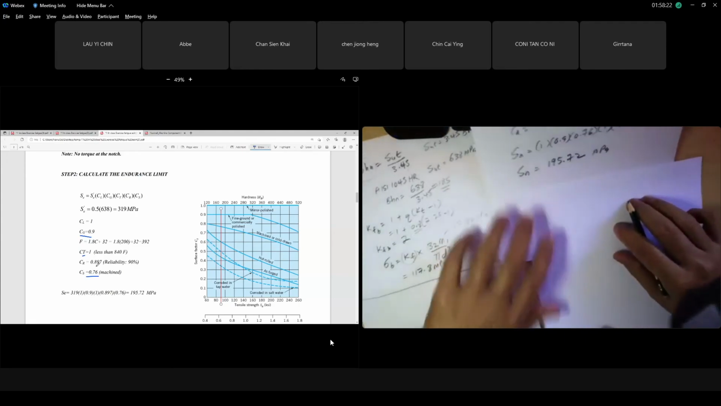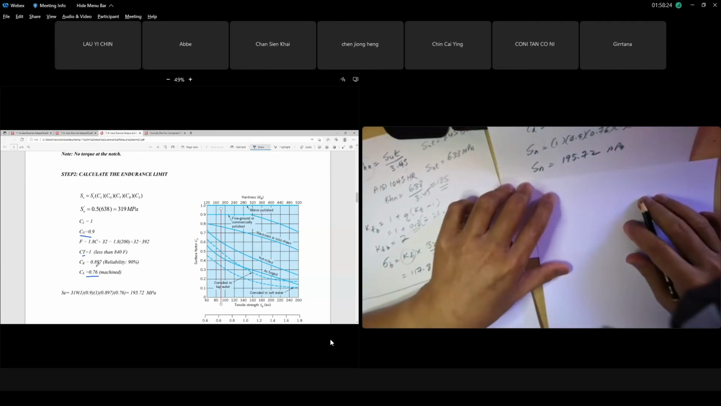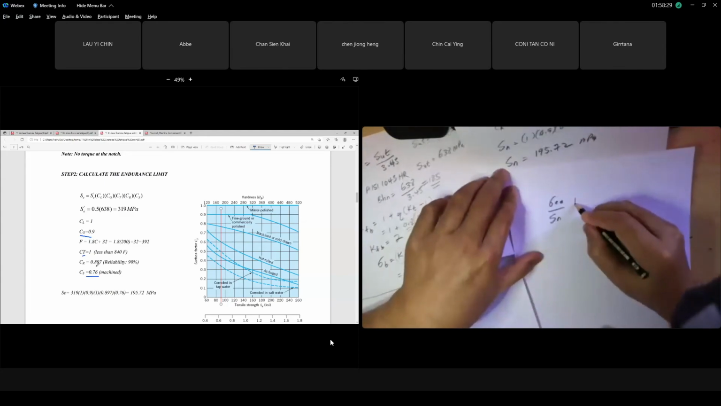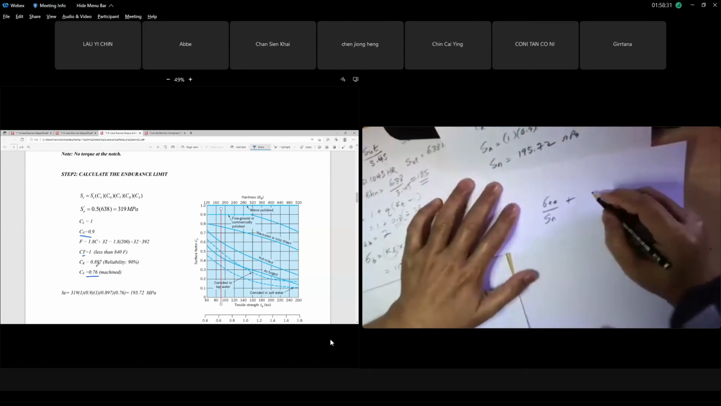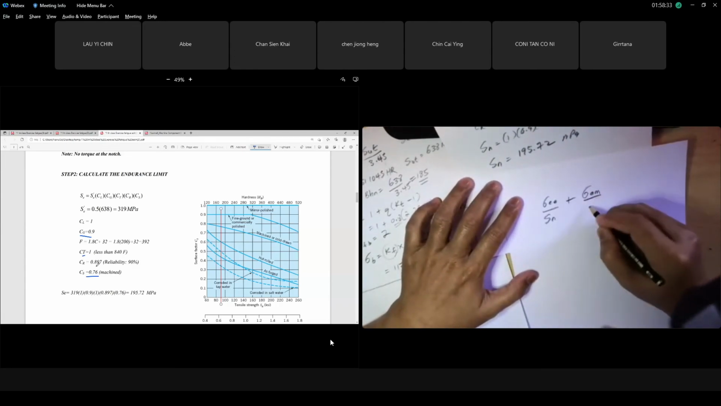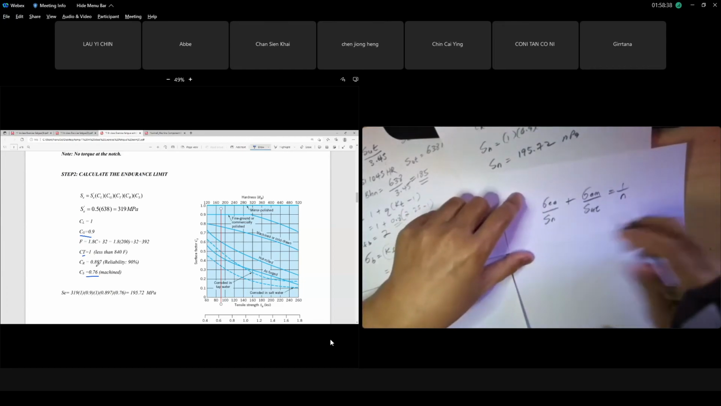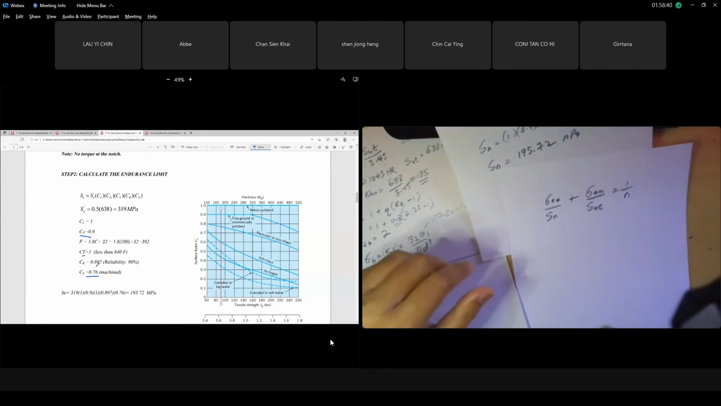So the safety factor, what was the safety factor formula? Sigma EA over SN plus, can you see my live video? Your sigma E mean over SUT equals your safety factor. So what is our sigma EA from before? What is our sigma EA?